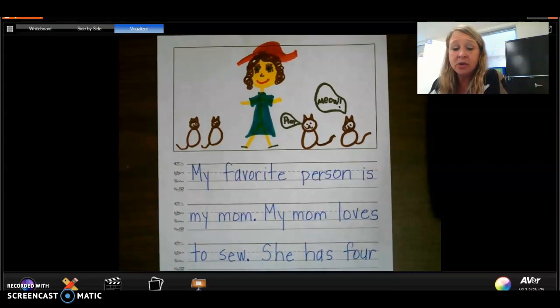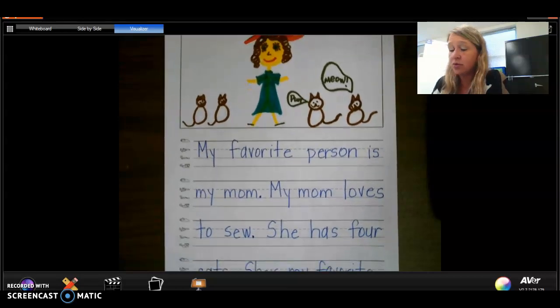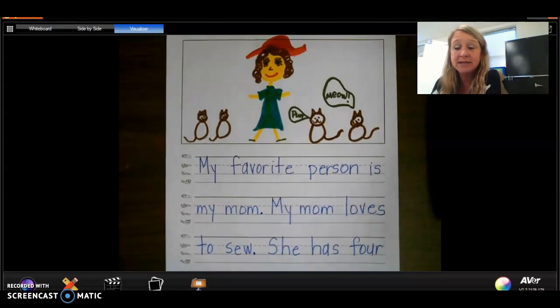Okay, so now you are ready to take a picture of your story you're writing about your favorite person, and then you're going to turn it into your Google Classroom.